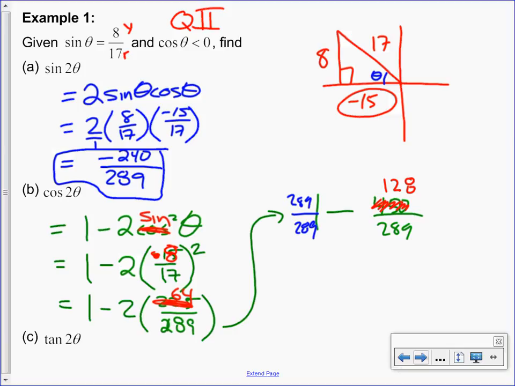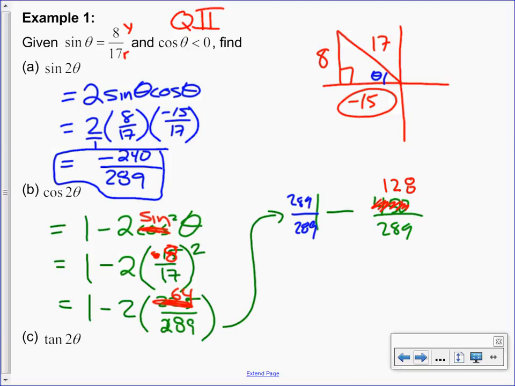289 minus... Yes, no, I had the formula wrong. So cosine 2 theta is 1 minus 2 sine squared. Sine is 8 over 17, so 64 over 289. 2 times 64 is 128.